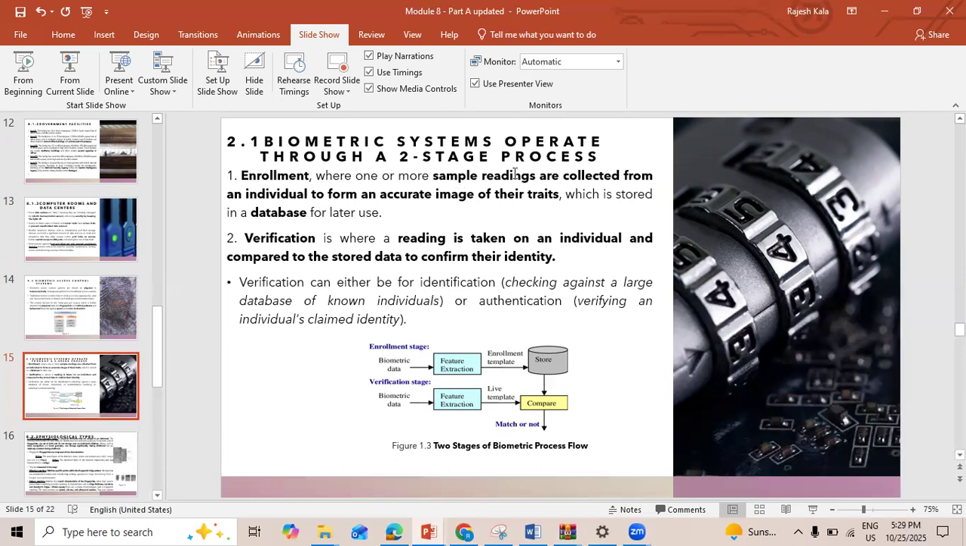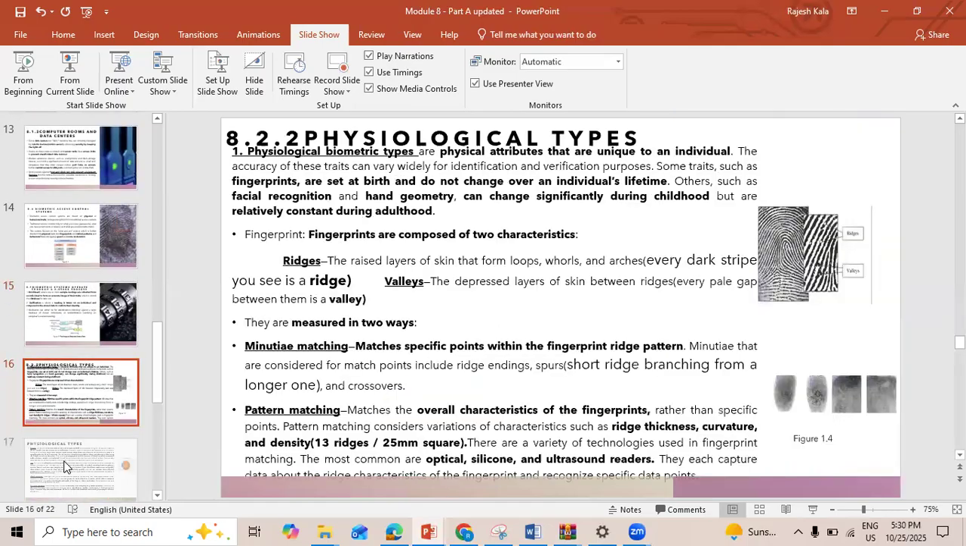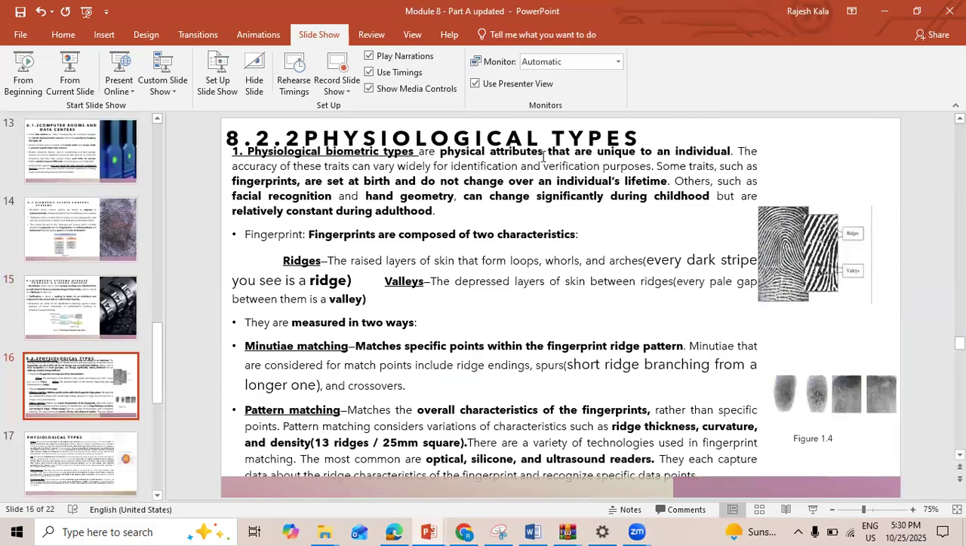Enrollment means sample readings are collected from an individual to form an accurate image of traits, and stored in the database. Verification means the individual's face or fingerprint that I read is compared with the already stored one in the database to verify my identity.